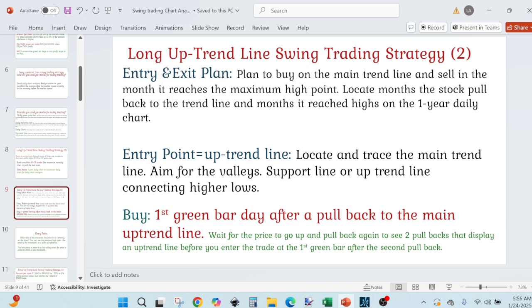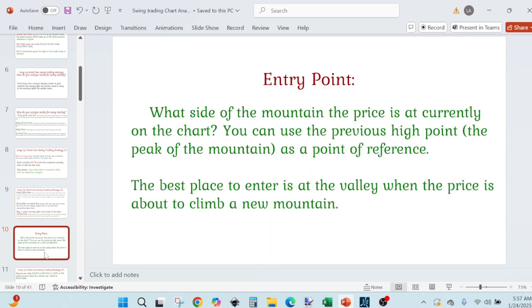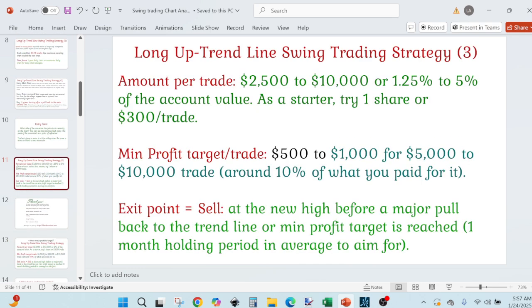You select your entry point, which is a support line passing by the valleys of the mountain, and when the price reaches it and starts making higher lows around that trend line, you can just buy at the first or second green bar that follows a pullback. And once you have it in the portfolio, you can start thinking about when you will sell it. Could be at the next high if the stocks you are purchasing make highs often or frequently.